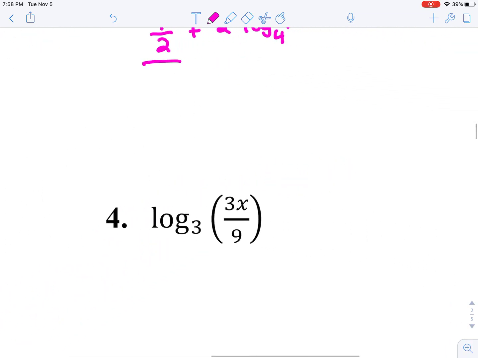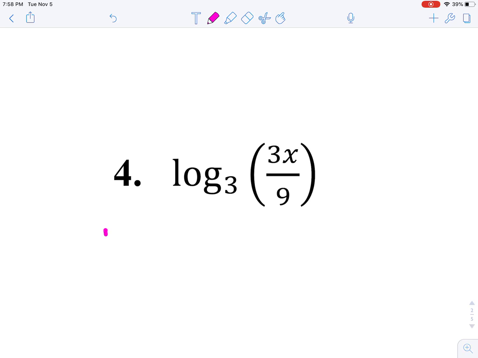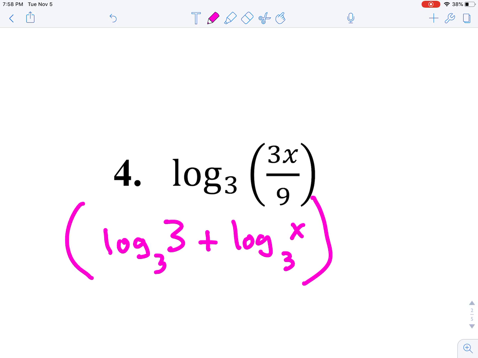Okay, 4. So for 4, I'm going to have log 3, 3 plus log 3x. And what I need to do is divide that whole quantity by log 3, 9. And remember, division is subtraction, so it's going to be minus log 3, 9. Now log 3, 9 has an answer, and actually 2 of these things have an answer.